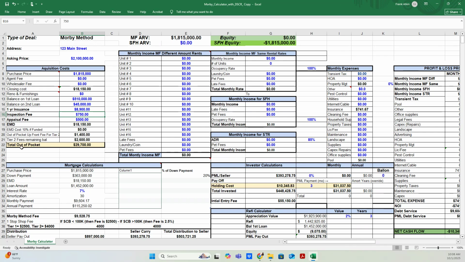Okay, and then down here, this total out of pocket is what the buyer will be bringing for this deal, which includes the 8,900. If you want to see what the cell is calculating, just click on it, and you can see that it's one year insurance, the inspection fee, the appraisal fee and the EMD. Because he's using our tier two, he's going to pay the $1,400 up front for our TCs, and the remaining 2,600 will be paid on the back end.